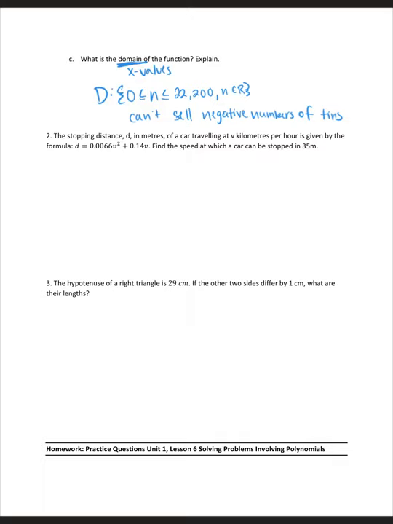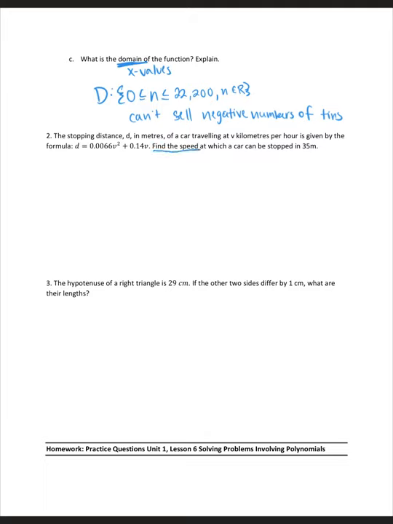All right, let's look at a few more examples. So the stopping distance, d in meters, of a car traveling at v kilometers per hour is given by the formula that you see there. So d equals 0.0066 v squared plus 0.14 v. So find the speed at which a car can be stopped in 35 meters.